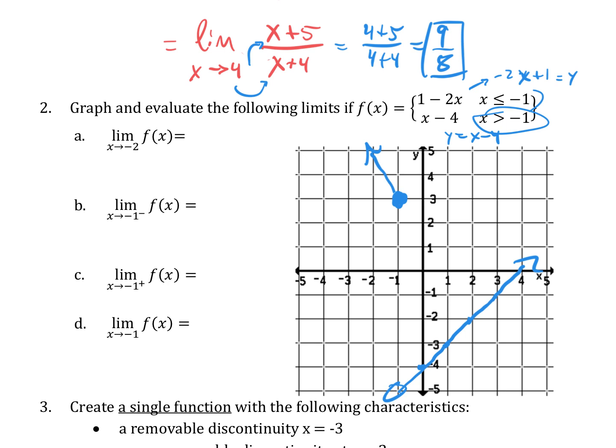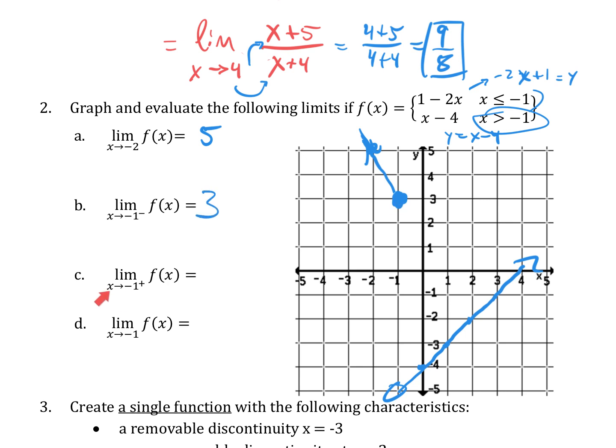Okay. So what's the limit as x goes to negative 2? Well, at negative 2 right here, there's not a hole there. So we can say the graph from the left and the right would go to a height of 5. So that limit exists. The limit as we go to negative 1 from the left, remember this means we're coming from the left. What is the y value we're approaching? The y value we're approaching is 3.